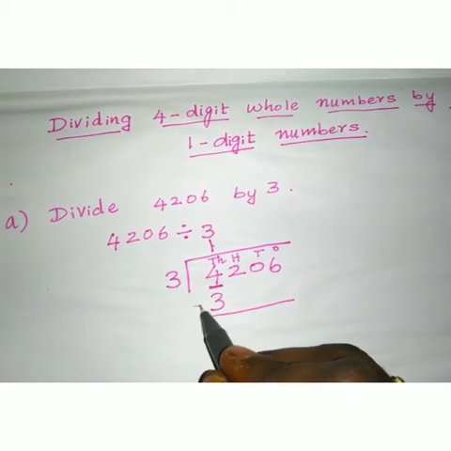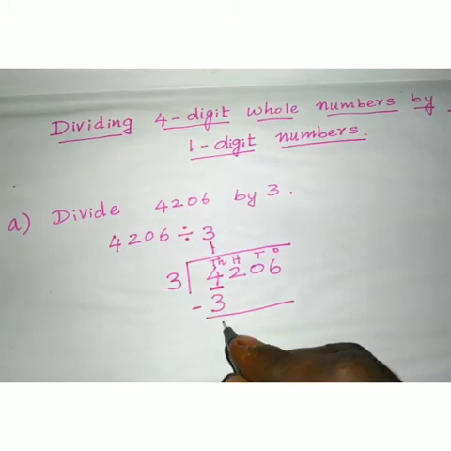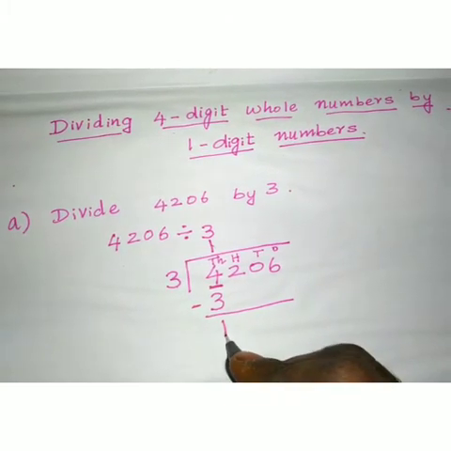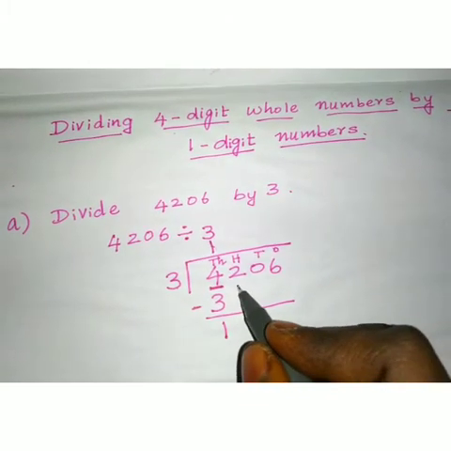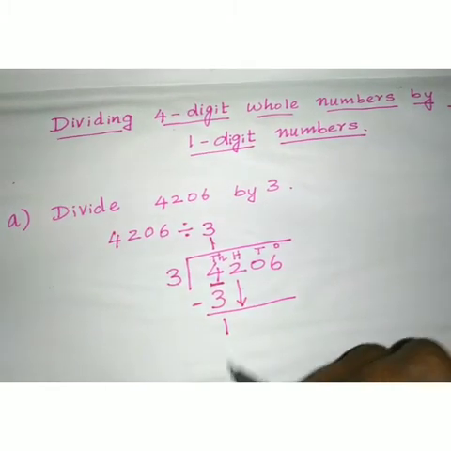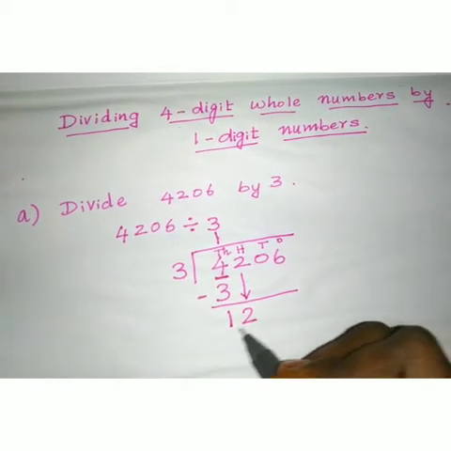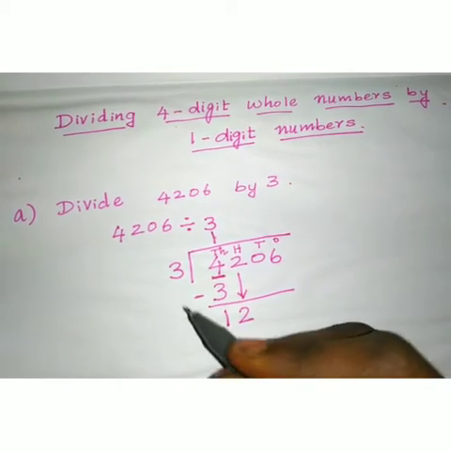Now you have to subtract these two numbers. 4 minus 3. 4 minus 3 is 1. Next step, you have to bring down 2. Okay. Now you have to consider these two numbers for division.